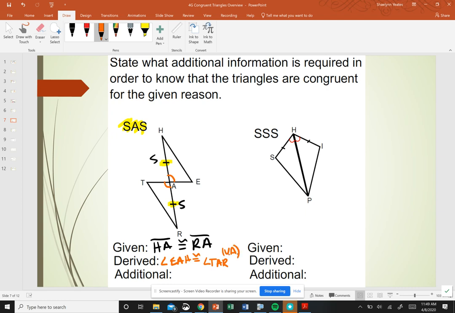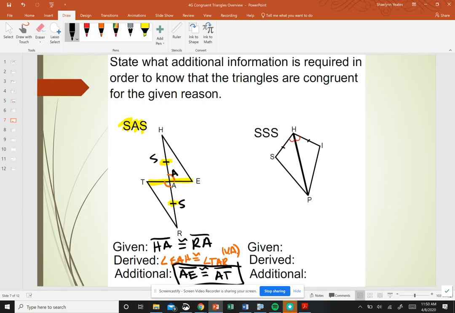Okay. What additional information do I need? Because right now I have side, angle, and I need another side. Now, is the other side going to be HE? No, because that isn't marked. That isn't the other side of the angle. So my other side is going to be AE. So AE is going to be congruent to, and then I need this one to be the other side of the odd angle too. So AT. This is the additional information I needed.